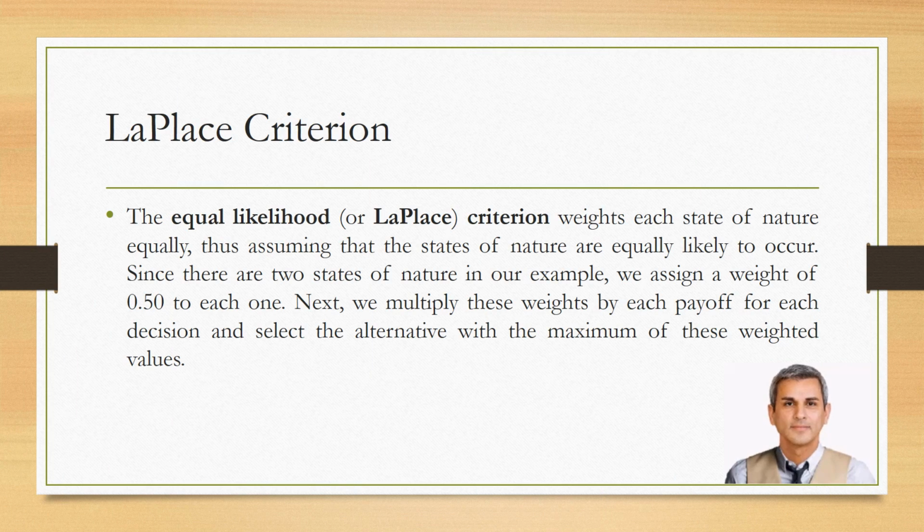The equal likelihood, or Laplace, criterion weights each state of nature equally, thus assuming that the states of nature are equally likely to occur. Since there are two states of nature in our example, we assign a weight of 0.50 to each one. Next, we multiply these weights by each payoff for each decision and select the alternative with the maximum of these weighted values.